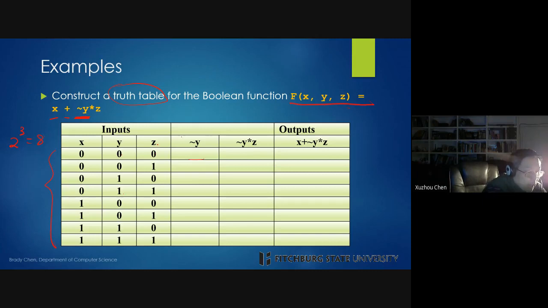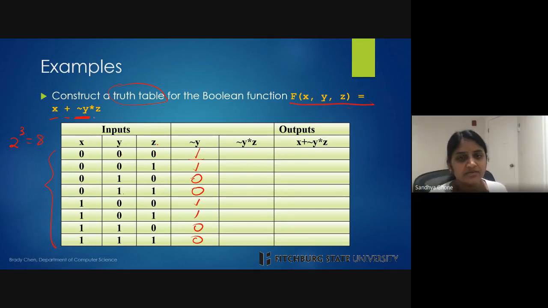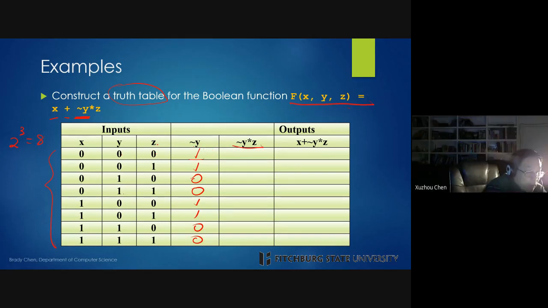Now let's take a look at the negation of y. Because in this first case y is 0, the negation of y is 1, 1, 0, 0, 1, 1, 0, 0, right? Now let's see what's the next operator. That's the AND, right? So you're going to perform this one first. So now tilde y is 1, z is 0, so 0. 1, 0, that's 0, 0.